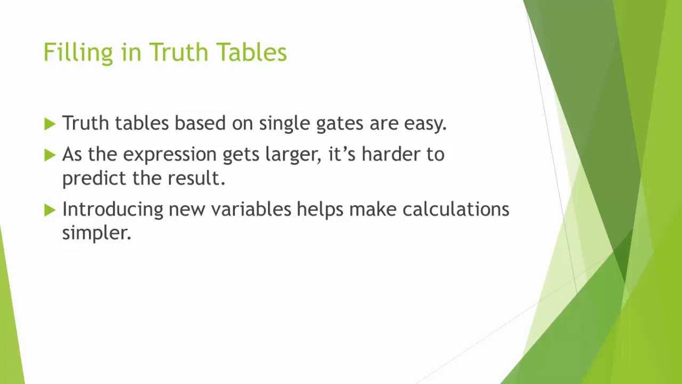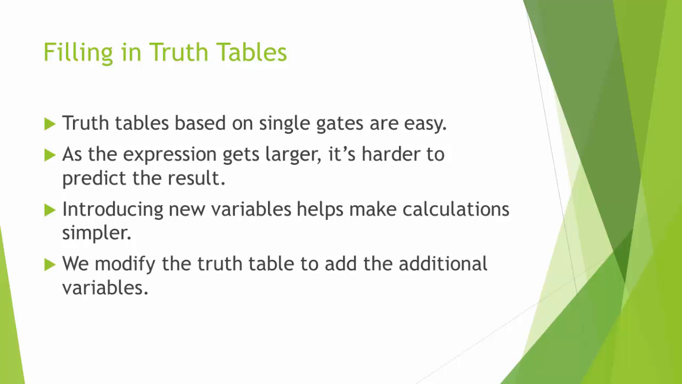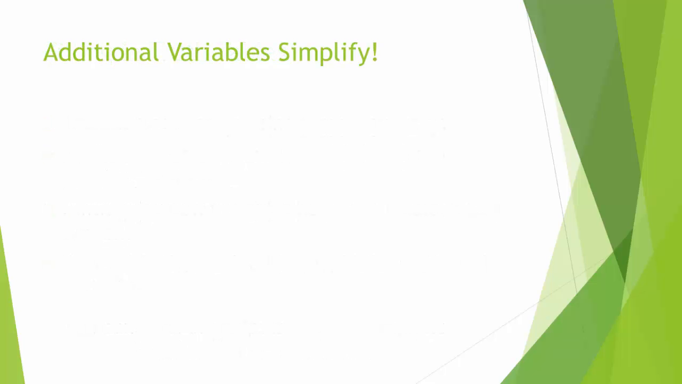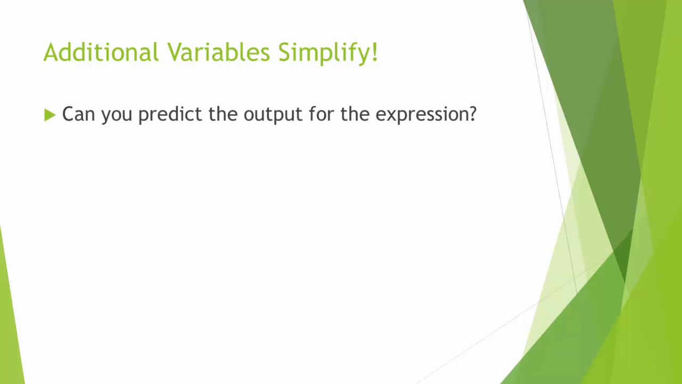So what we do is we introduce new variables at the output of each one of those intermediate gates. And we'll modify the truth table, adding columns for the additional variables. And as we do this, we can label our schematic with these new variables. Okay, that may have sounded a little confusing. Let's see how simple this can actually be.